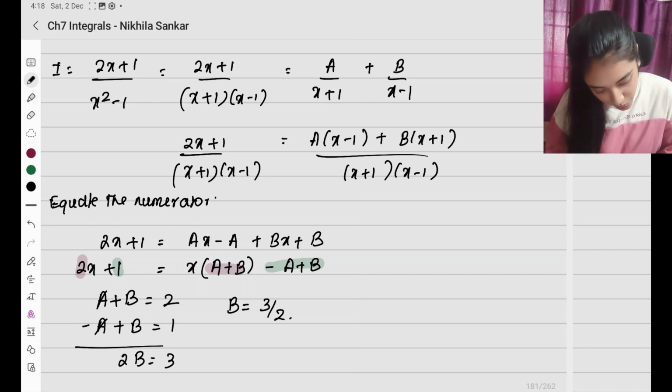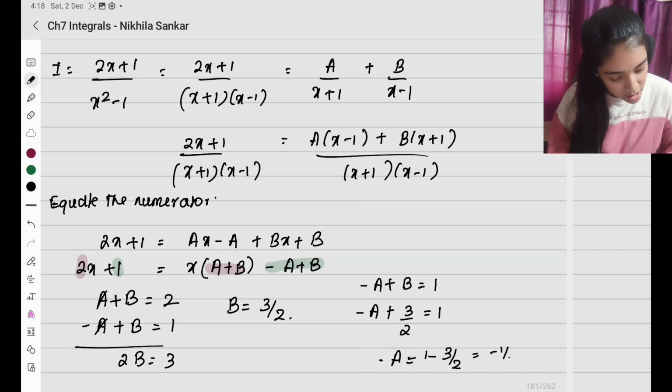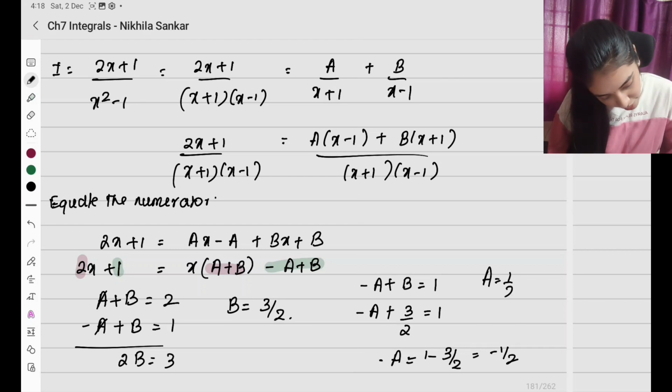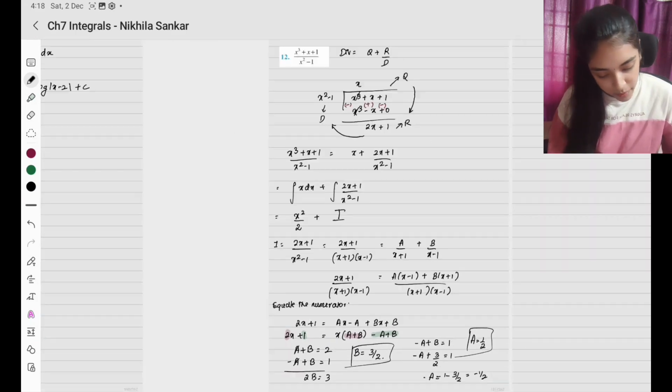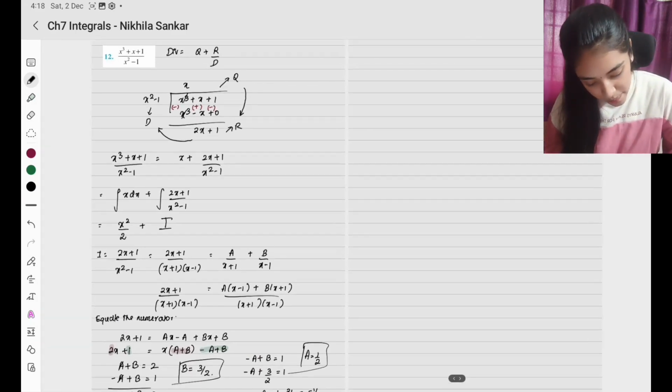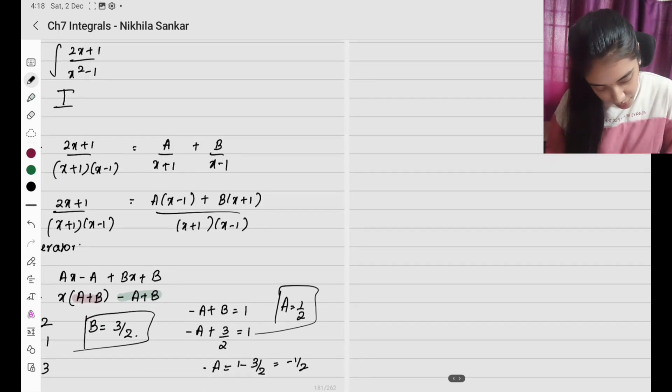So where can I substitute? Minus a plus b equals 1. Minus a plus 3 by 2 equals 1. Minus a equals 1 minus 3 divided by 2, which, taking LCM, is going to be minus 1 by 2. So the value of a is half. Okay, minus minus goes. So I found the values for a and b. Simply I can substitute it in the integral. So I basically have a divided by x plus 1, where the value of a is 1 by 2.